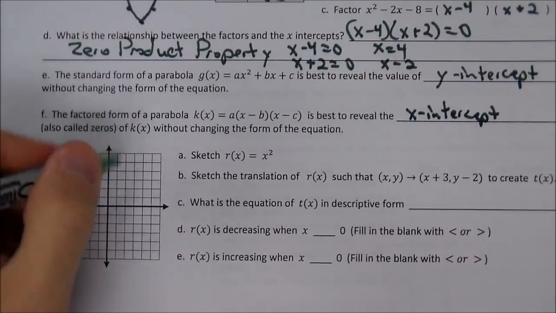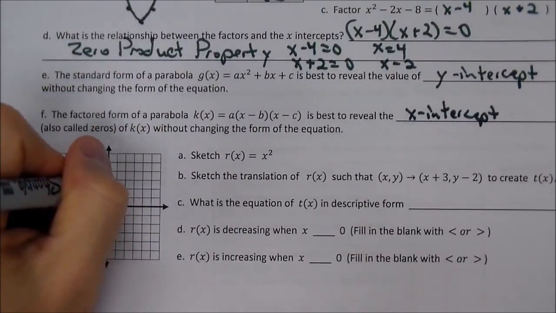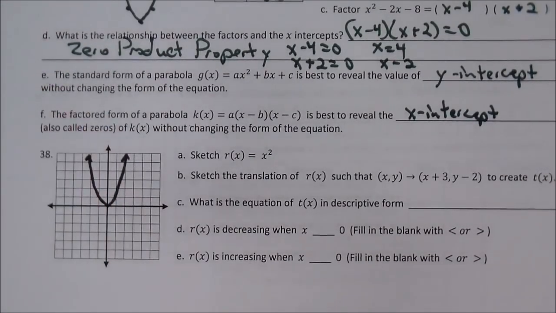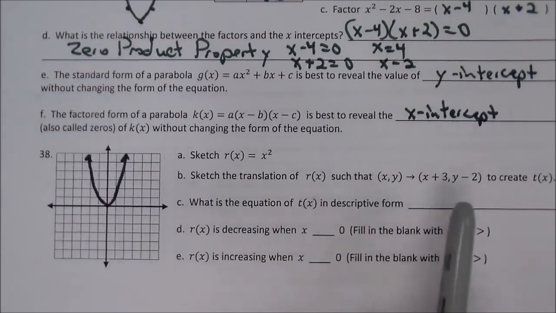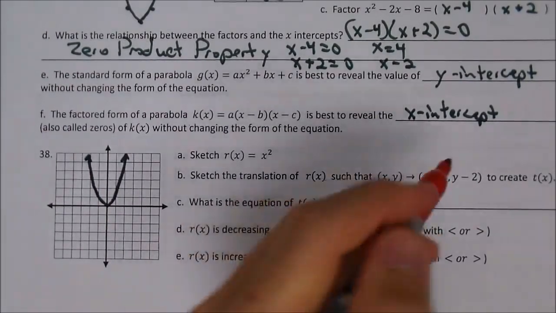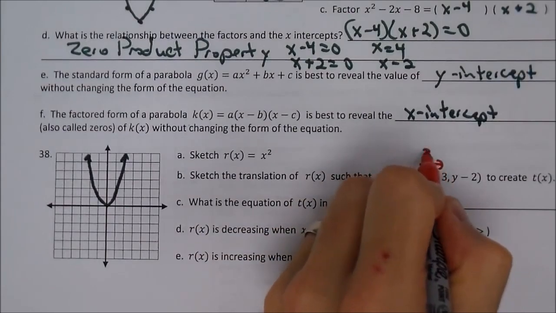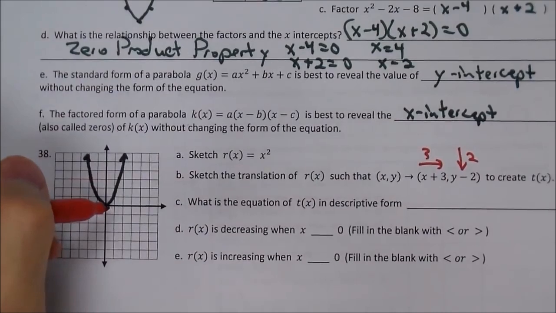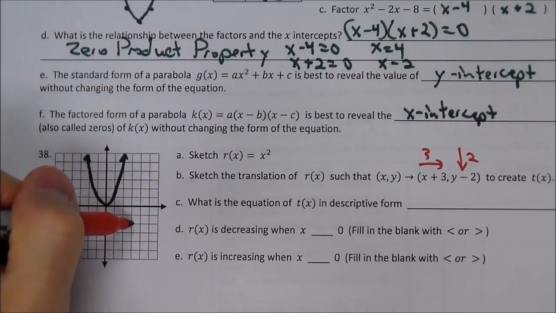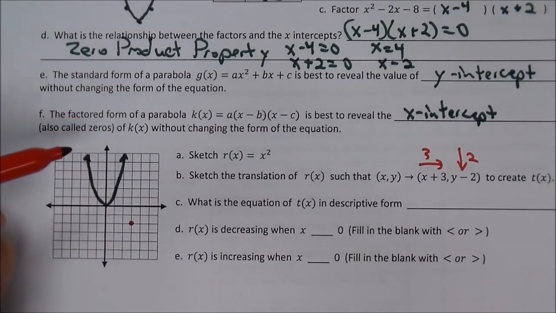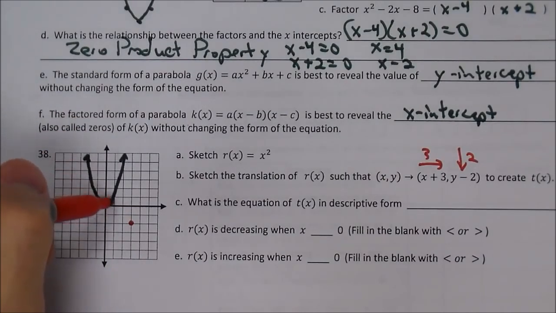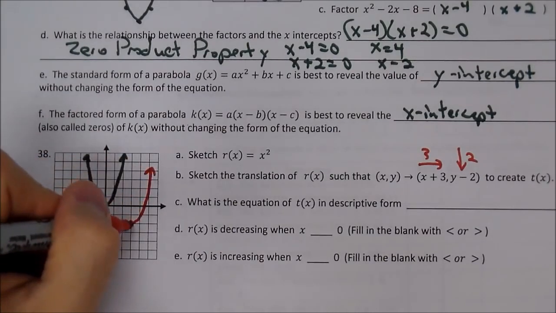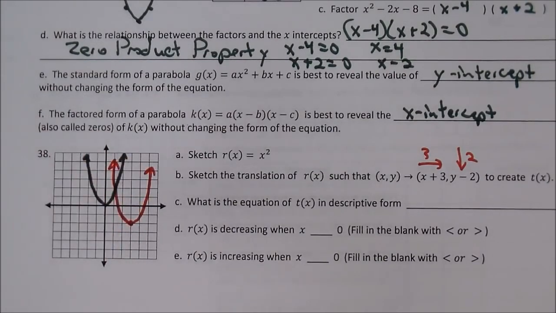Okay, on 38, we're going to graph x squared, which looks like this. Okay, and then we need to sketch the translation that if we went plus x plus 3, y minus 2. Now if I add 3 to x, it means I move 3 to the right, and 2 to y means I move down 2. So I'm going to take and move everything over 3, down 2, so my vertex is here. Now it still follows the same pattern. It goes over 1, up 1, over 2, up 4. It still has the same shape, but it was shifted.